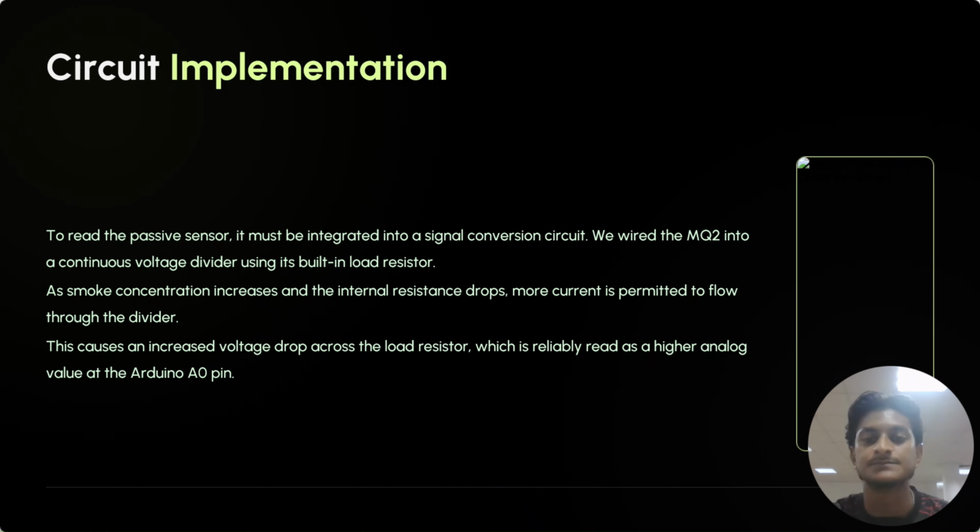To turn that change in resistance into something that the Arduino can read, we have implemented a voltage divider circuit. Since the MQ2 is a passive resistive transducer, we place it in series with a load resistor. As smoke makes the sensor resistance drop, the current in the circuit increases. This results in a higher voltage being dropped across the load resistor, which is then sent to the AO analog pin. We have verified this entire logic using the Tinkercad simulation you see on the screen. We will put the Tinkercad simulation at the end of this video.